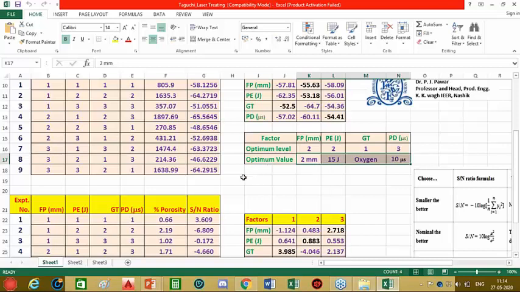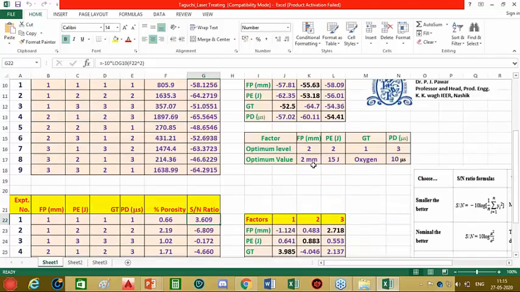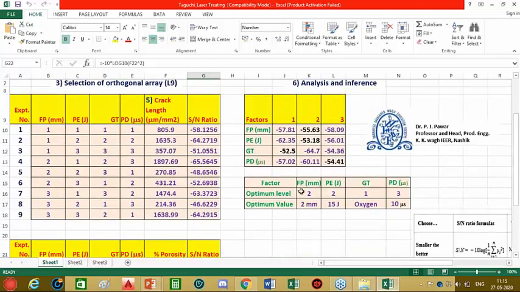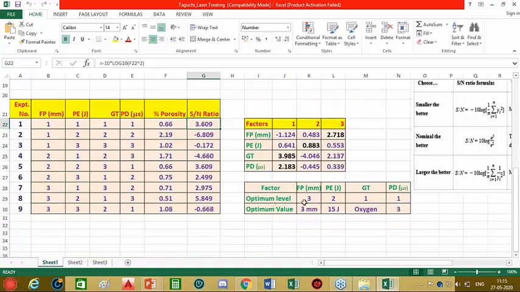But now let us consider another response, for example porosity. For porosity, again we apply the same process. We gather the porosity data for all these 9 experiments, and then we find the SN ratio. Here the porosity is also to be minimized, therefore we apply the same formula to calculate the SN ratio. Then again with the same procedure we can find the optimum factor levels. We can observe that the optimum level for the porosity is 3211, whereas for the crack length the optimum level was 2213.